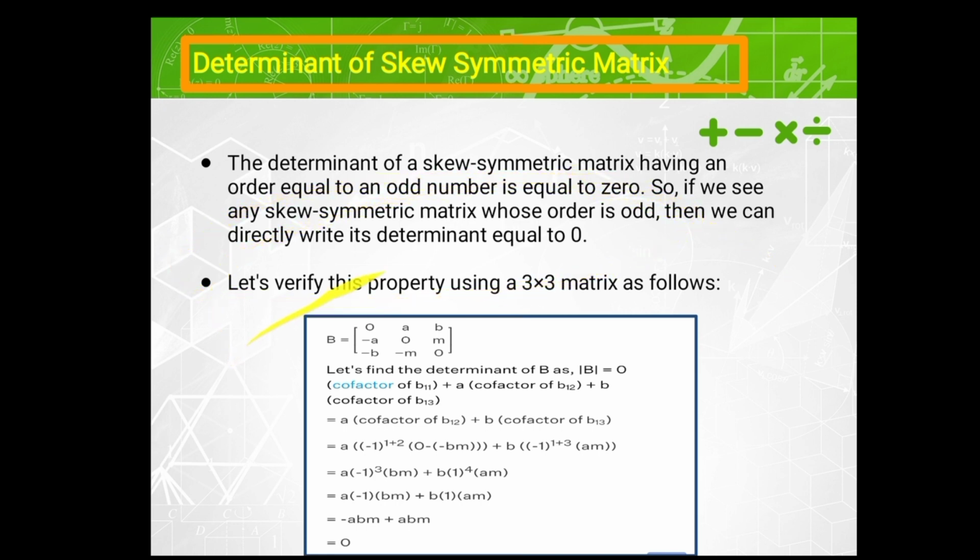Let us verify the property for 3 into 3, which is odd. Skew symmetric matrices are defined for square matrices: 3 into 3, 2 into 2, 4 into 4. If the order is in the form 3 into 3 or 5 into 5, that is, if the order is odd, then we can directly conclude that its determinant will be 0. Let us verify how odd order becomes 0 by defining one matrix B. If we find the cofactors and get the determinant, we'll conclude that the determinant of an odd order skew symmetric matrix will be 0.